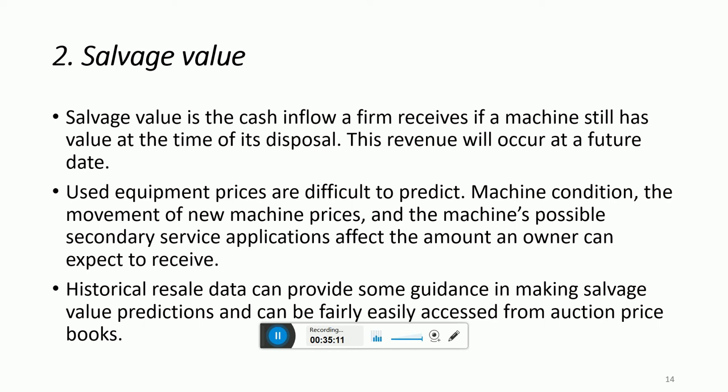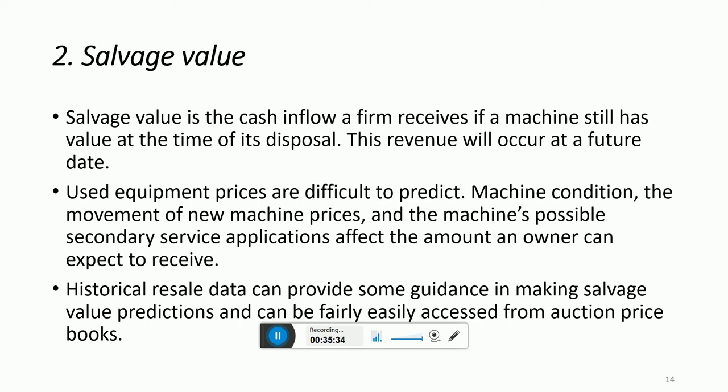Used equipment prices are usually difficult to predict. It's not easy to predict what value this excavator or this boiler or any other equipment would have after 3 years or 5 years. It is a tricky question and it is difficult to predict.